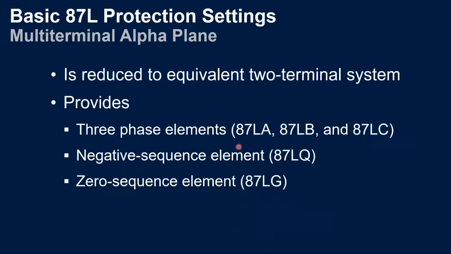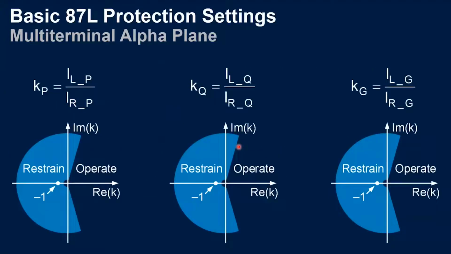So when we have a multi-terminal alpha plane, we saw that if the system is reduced to an equivalent of two-terminal systems, we can provide three phase elements, negative sequence elements, and zero sequence elements. As you can see here on the next slide, these are the phase elements, the negative sequence, and zero sequence elements.